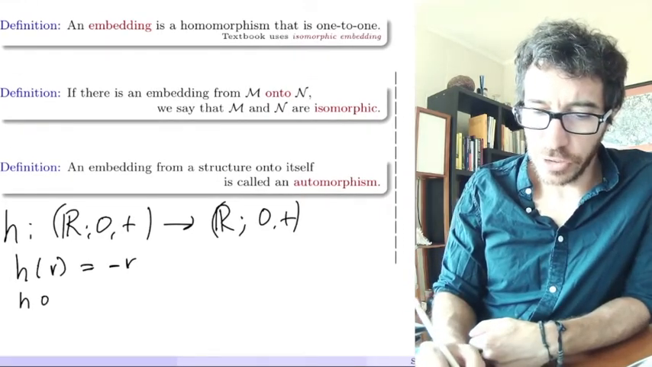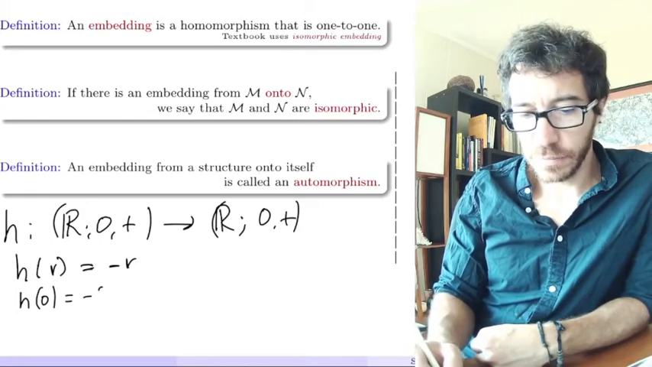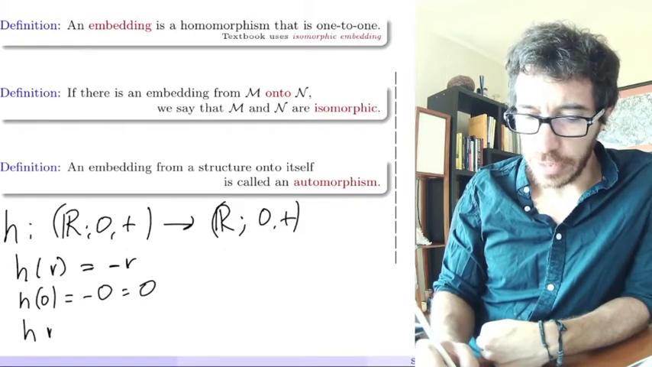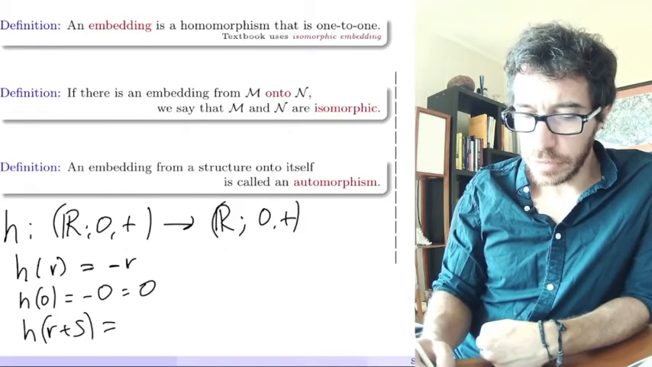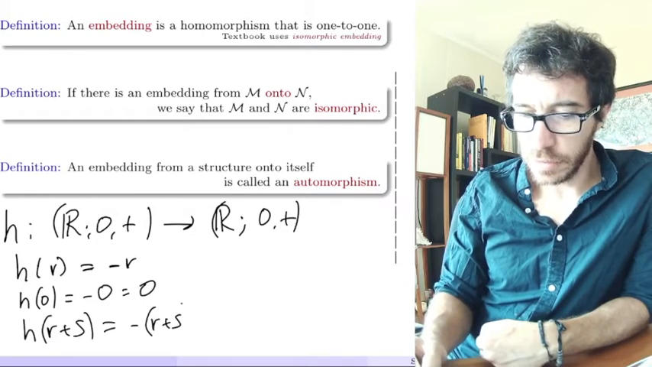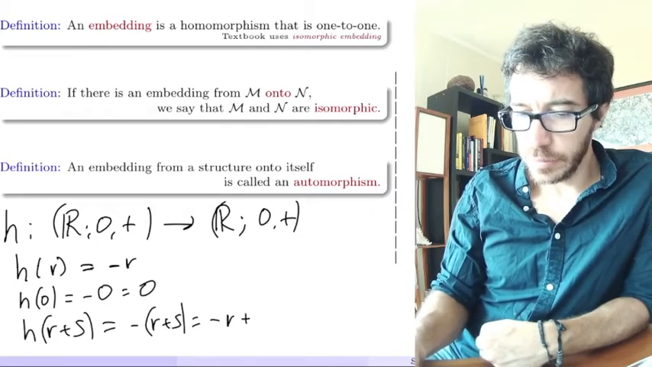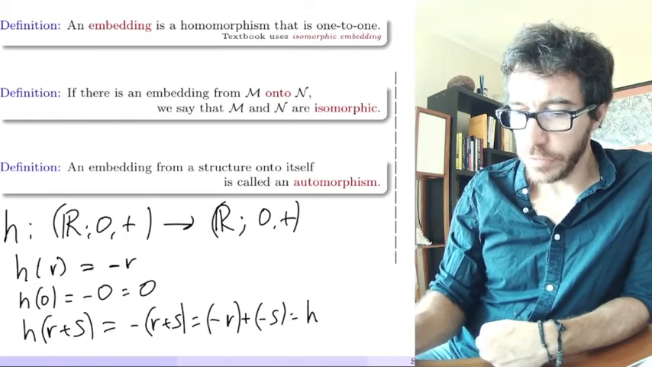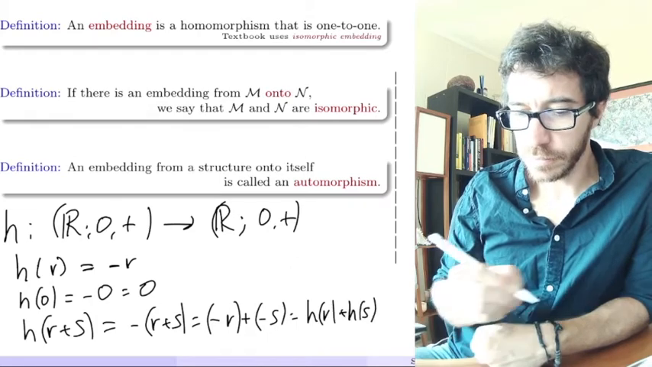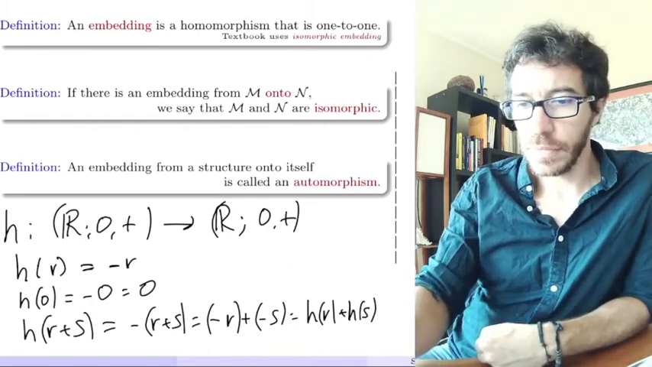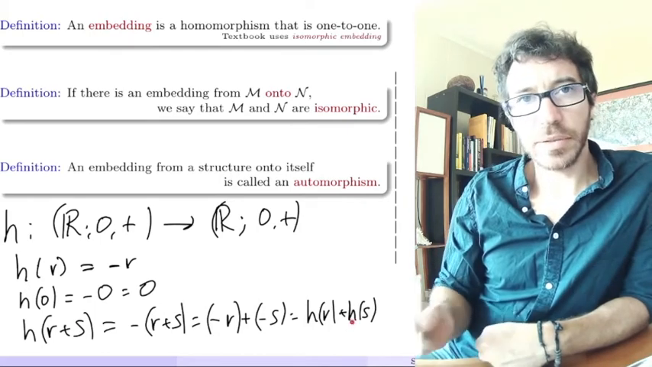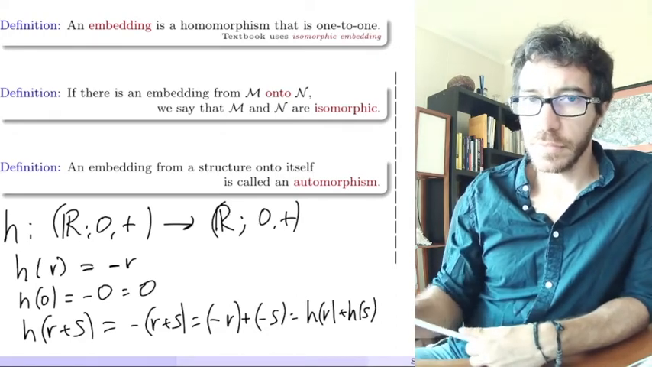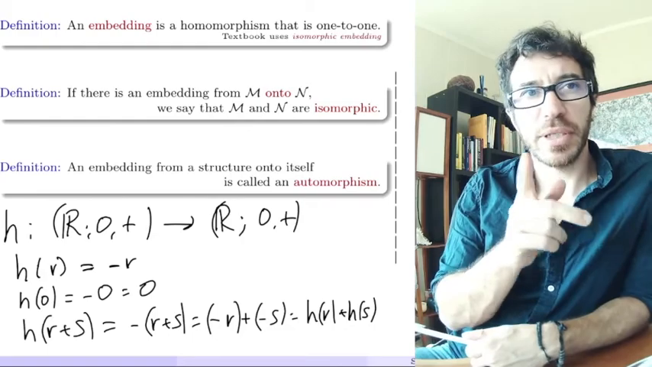So H of 0 is negative 0, which is 0, and H of r plus s is negative of r plus s, which is the same as negative r plus negative s, which is H of r plus H of s. Right? So we can pull the plus outside of the H, so that makes it an automorphism. Cool? Okay, so next video we're going to show some nice properties about these guys.